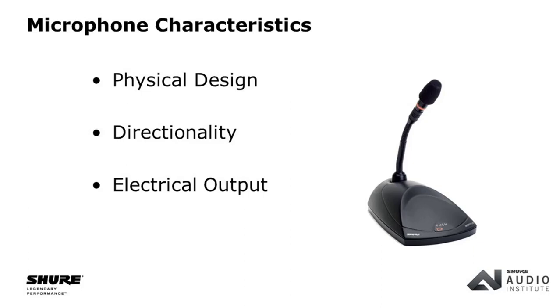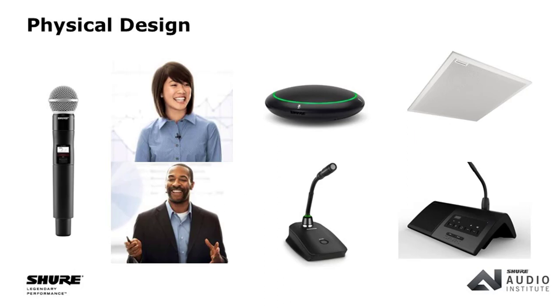First of all, let's talk about microphones, just so we have a basic ground plane here. There are three essential things you've got to know about microphones, where they differ from each other, that are relevant to meeting rooms. There are some other factors that are more relevant to recording studios or music, but we're not going to cover those here. When it comes to meetings and conferencing, we're looking at physical design, directionality, and electrical output. So let's talk about each one of those here.